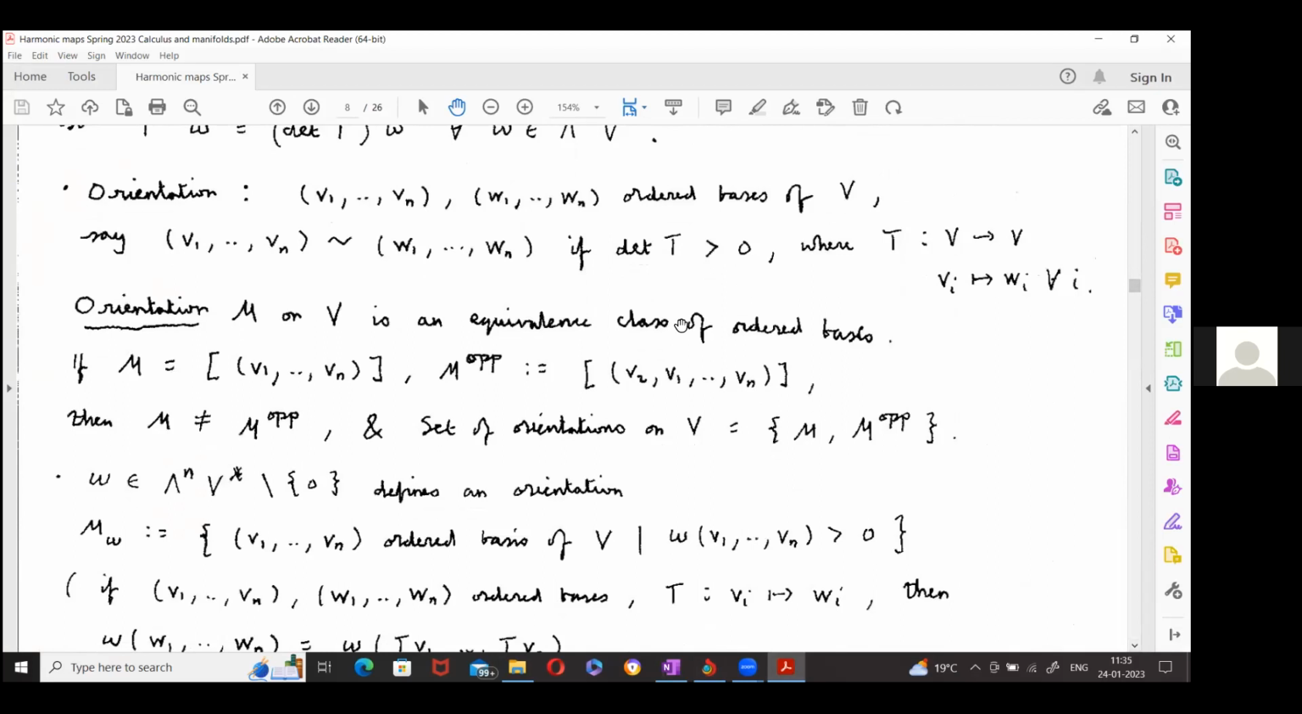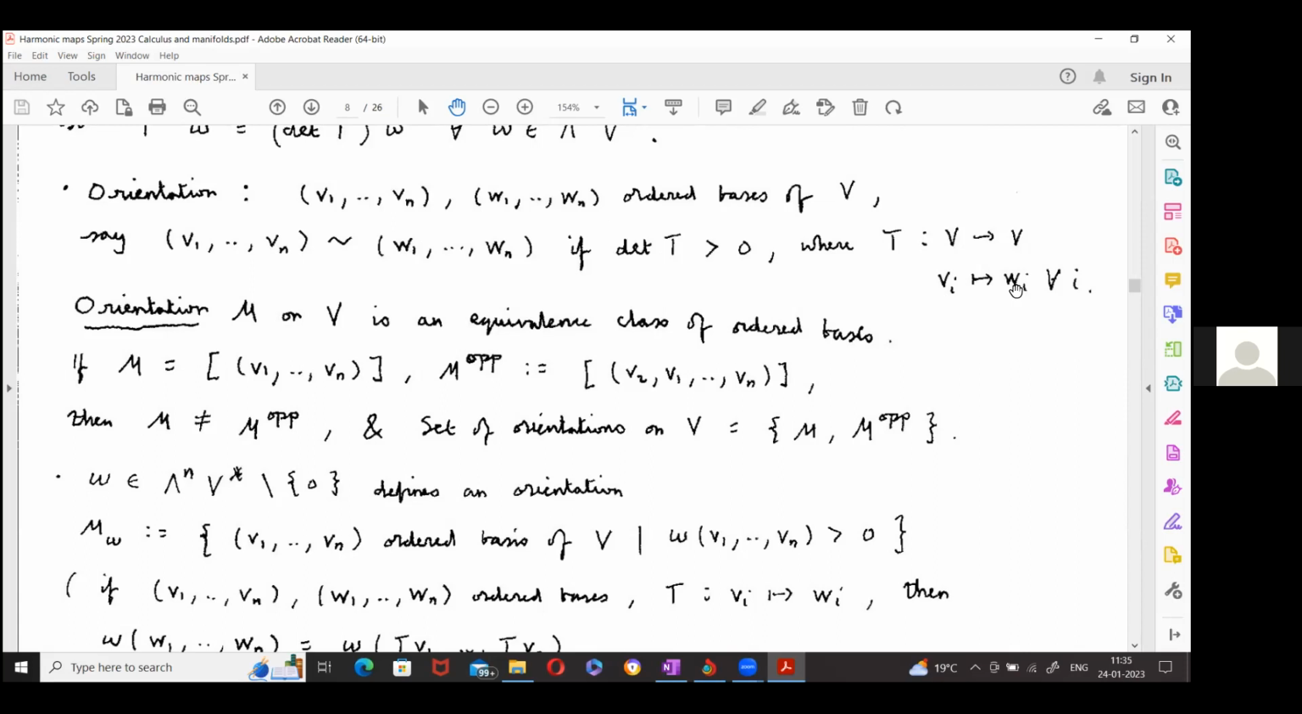So it is an equivalence relation on the space of ordered bases of my vector space V. If V1 to Vn and W1 to Wn are two ordered bases of V, then we say that V1 to Vn is equivalent to W1 to Wn if the determinant of T is positive, where T is the unique linear map from V to V which sends the first ordered basis Vi to the second ordered basis Wi.